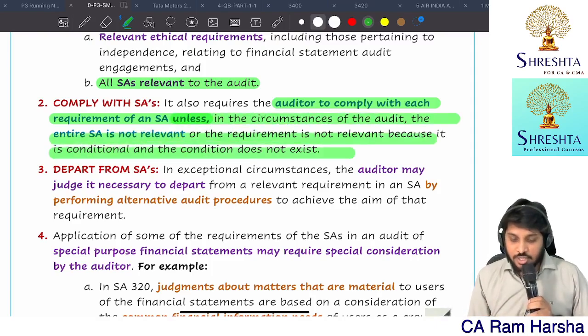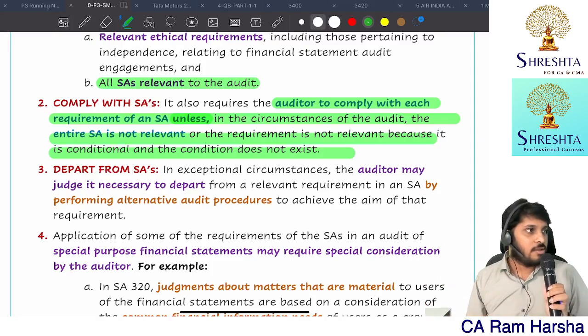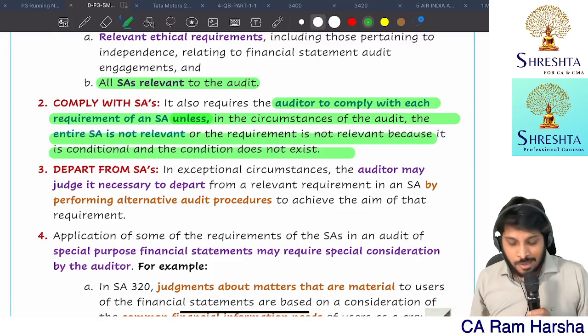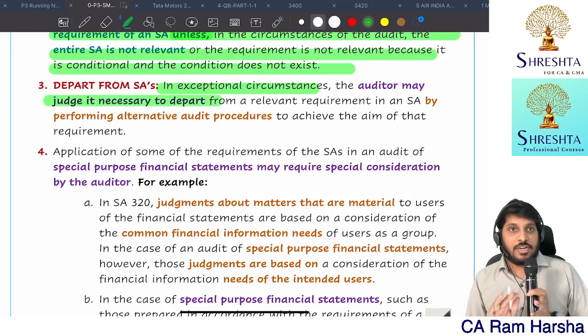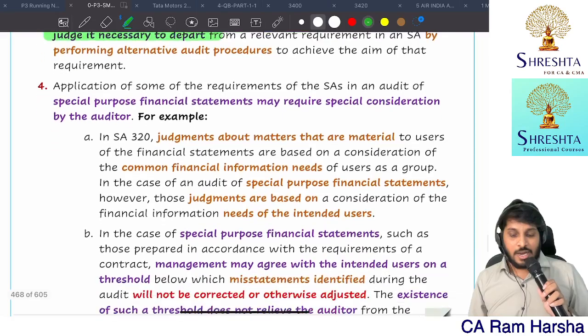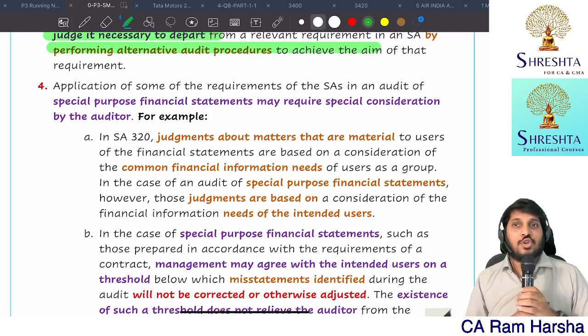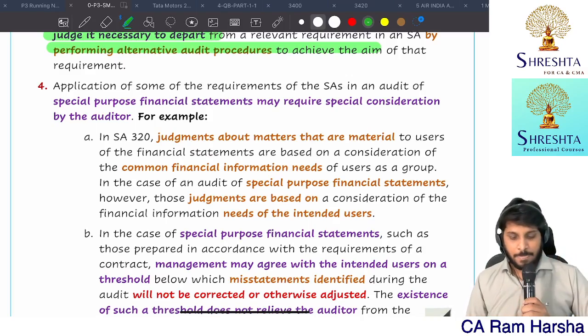Unless that requirement is not relevant. Suppose in this company there are no pending litigations at all. So why should I obtain the SA 501 pending litigation representation? In very exceptional cases, the auditor may judge it necessary to deviate from requirements of the auditing procedure, where an alternative procedure might achieve the objective. Suppose you want to get a confirmation, but the third party is not responding. So you will obtain evidence through an alternative procedure. You just have to explain how the alternative procedure is feasible.